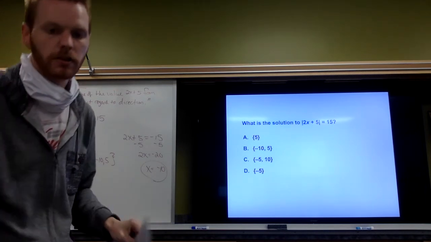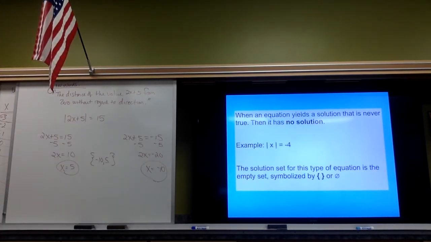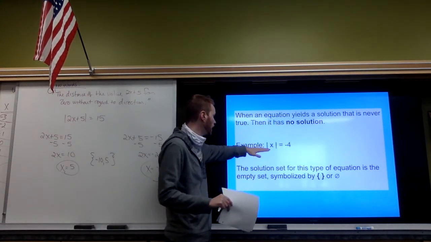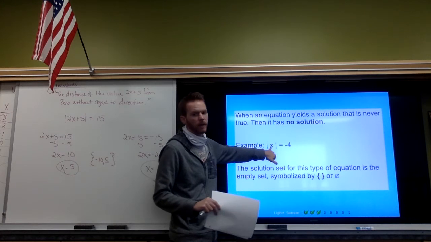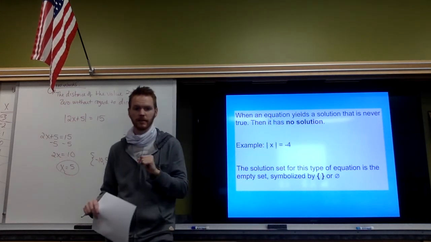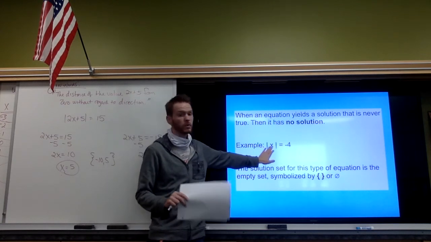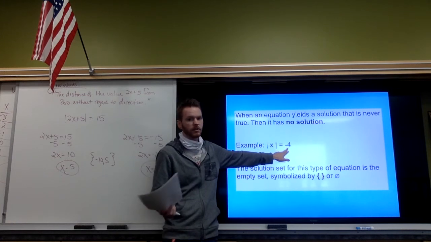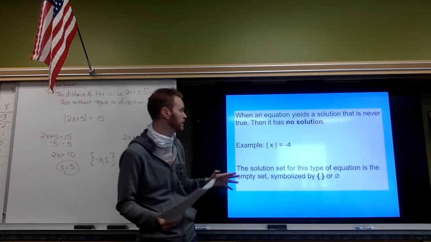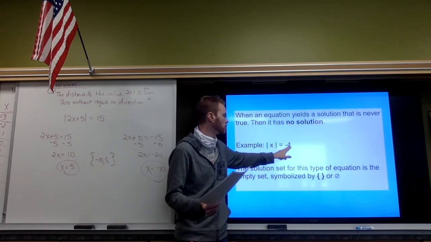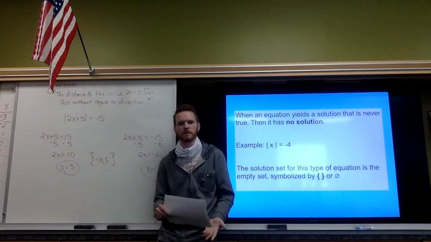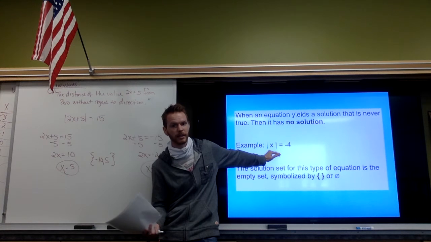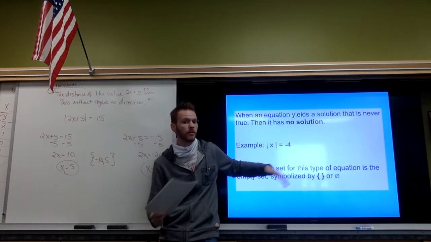Now, when an equation yields a no solution, when it's never true, what does it look like? Well, for absolute value, it's this. You can't take the absolute value of a number to get negative 4. For one thing, this is always going to be positive no matter what. But remember what absolute value means. It's the distance. So you're telling me the distance from this number x from 0 is negative 4. You can't have negative 4 feet or negative 4 meters. It doesn't work, right? So this is what we want to avoid.